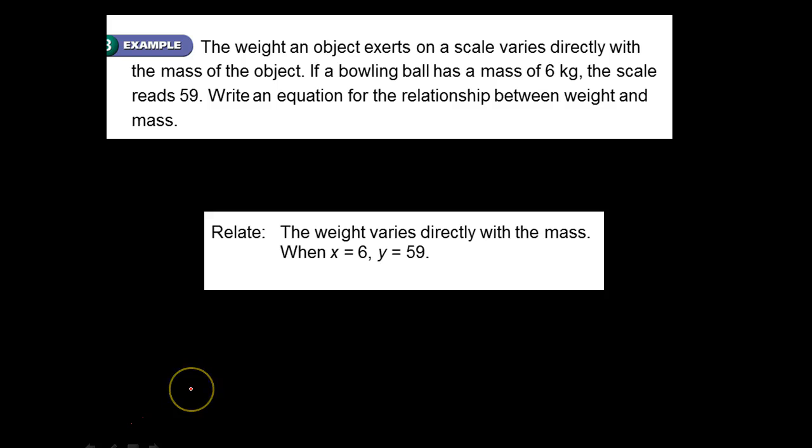The weight varies directly with the mass, so we can use direct variation, because your two variables here, your weight, varies directly with your mass. So x is going to be 6, y is going to be 59. Where do they get that? 6 is given as the mass of the bowling ball, and 59 is what the scale reads.